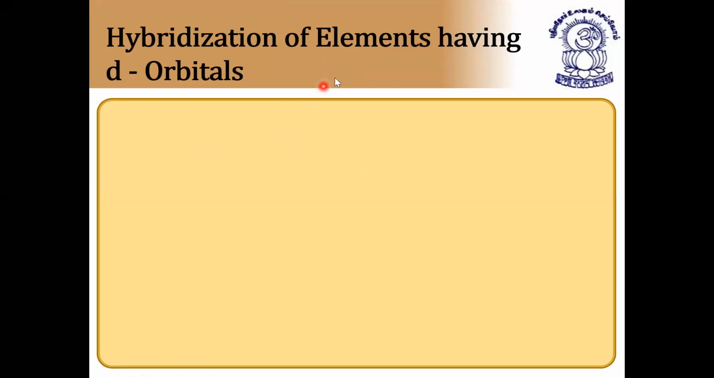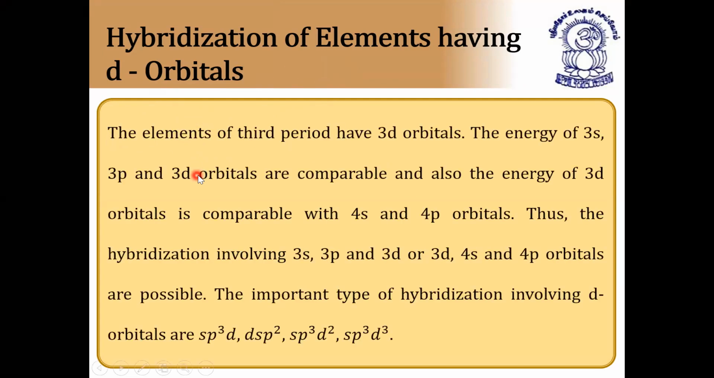So hybridization of elements having d orbitals. What are the elements having d orbitals? Let us see now. The elements of the third period have 3d orbitals. Already we know the third period elements will have 3d orbitals. The energies of 3s, 3p, and 3d orbitals are comparable, because they have the same principal quantum number, and the energy of 3d orbitals is also comparable with 4s and 4p orbitals. Thus, hybridization involving 3s, 3p, 3d, 4s, and 4p orbitals is possible.